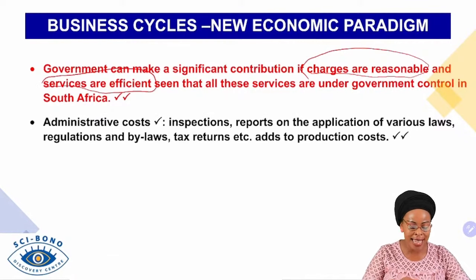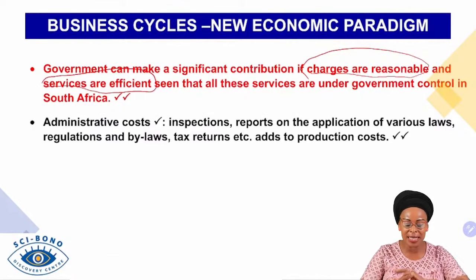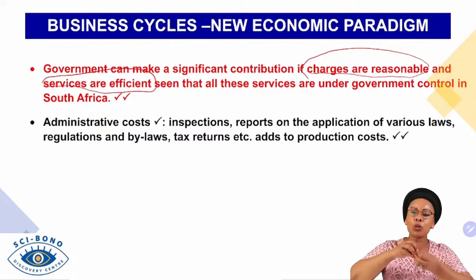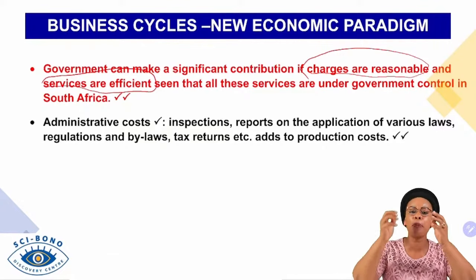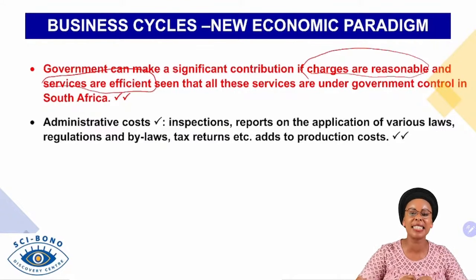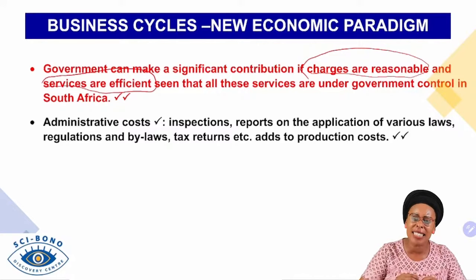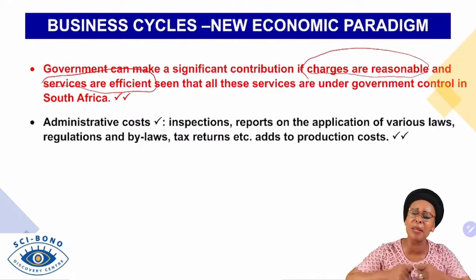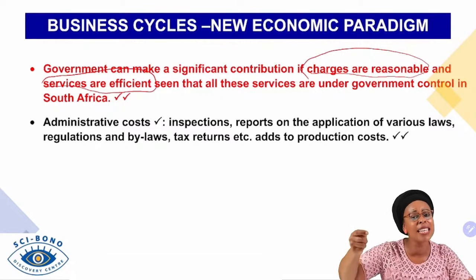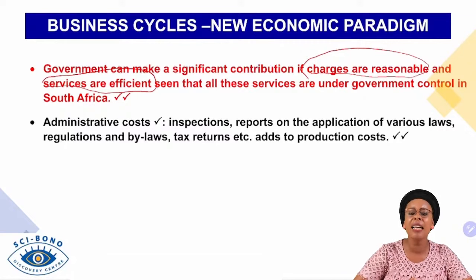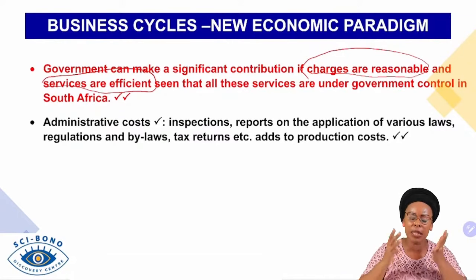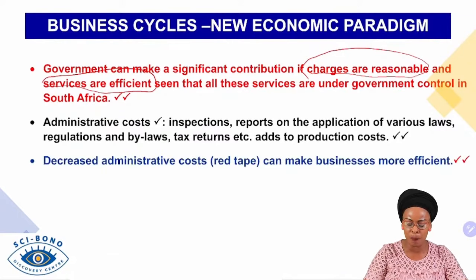Government can also assist in reduction of what? Administrative costs. Those costs which are not directly linked to the production of a product. When we produce certain products, we use electricity. That is directly linked to that. But when we have to pay a chartered accountant or a tax consultant to submit tax returns for the business to SARS, that is another cost. And it is indirectly involved with the production of what we are producing. So that, if it can be reduced, can assist businesses to produce more.